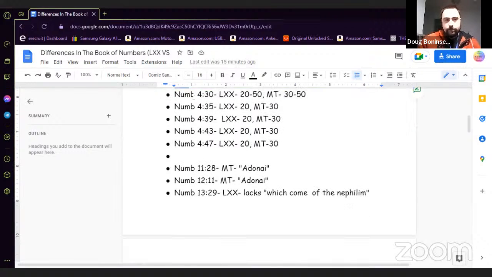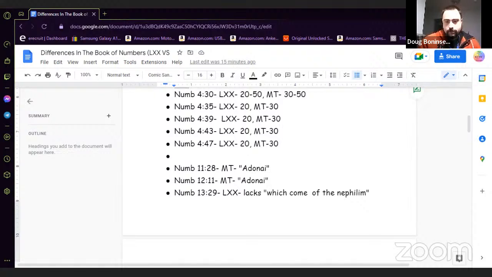So let's see here. Chapter 4, verse 30. Again, it says 30 to 50. I believe the context of this is different Levites for different services. There seems to be a difference, why it's 30 and not 25, if I'm not mistaken.